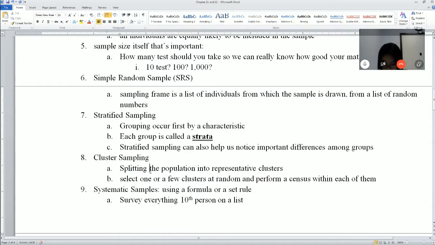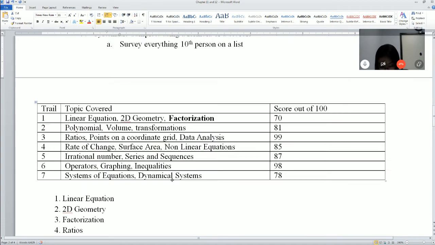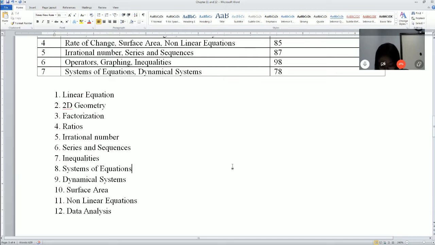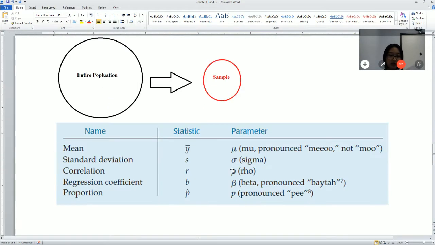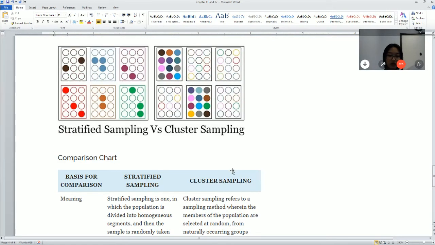Cluster. What about if I ask you to do a cluster sampling? How would you do this? If I ask you to cluster this? So they look like the population. Okay. Do you see how strata and clustering almost sound like the same exact thing?